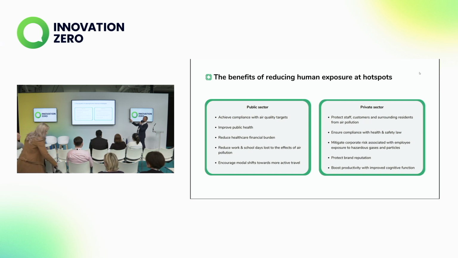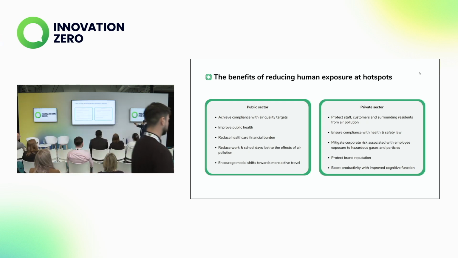With the public sector, slightly different to the private, but it's all about achieving compliance with air quality targets, improving public health, reducing the financial burden. The way we look at this, prevention is better than cure, and obviously it's a lot cheaper. Reducing work and school days lost to the effects of air pollution, and encouraging modal shifts. If people are going to walk and cycle, we have to protect them from road-based pollution.